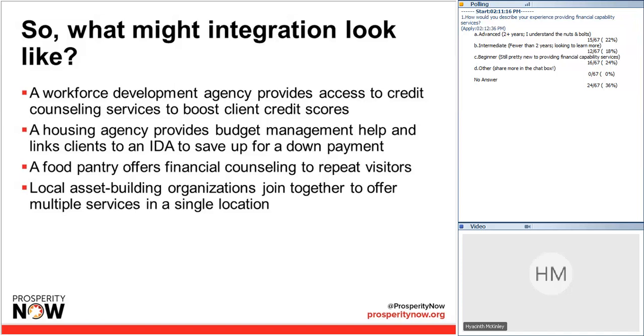And then asset building coalitions. If you provide asset building as your primary set of work, if your whole workforce is around financial capability, pairing up with other organizations so that you're unifying that set of services and there's more of a one-stop center where clients can pick the services they need and get their needs met in one location.